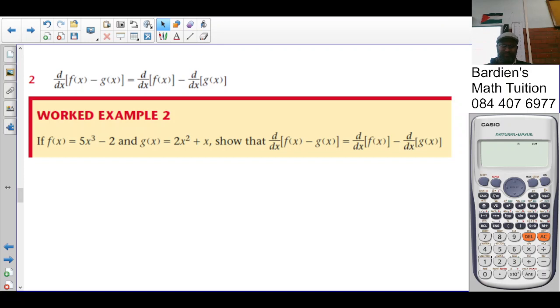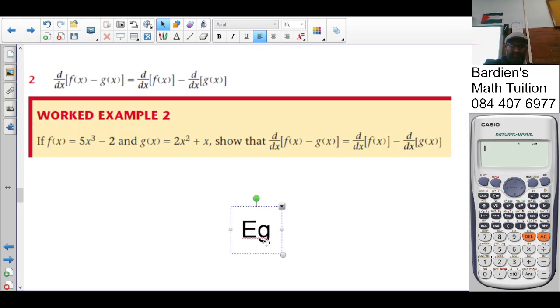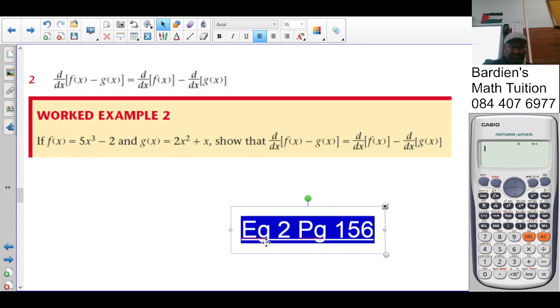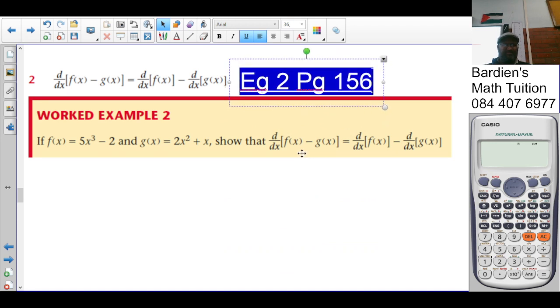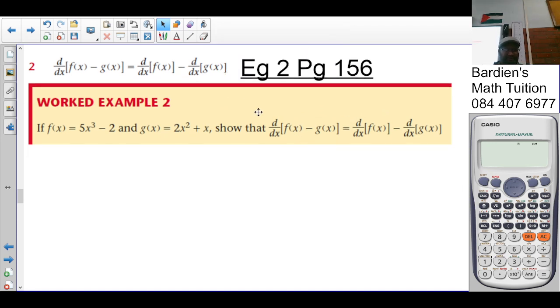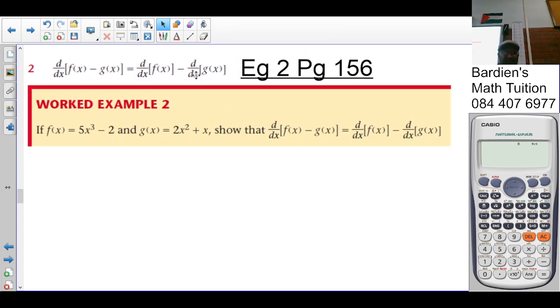So it's on page 156. So I gave you your breakdown now, okay? This is example 2 on page 156. Right. So write that rule down.